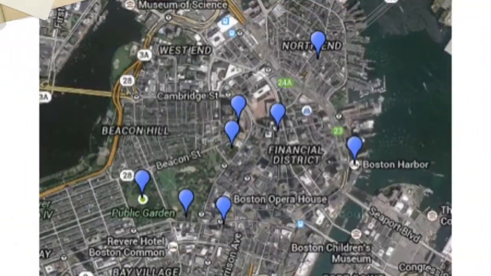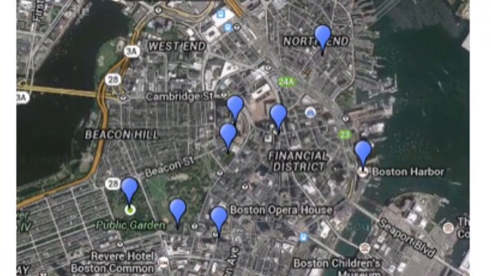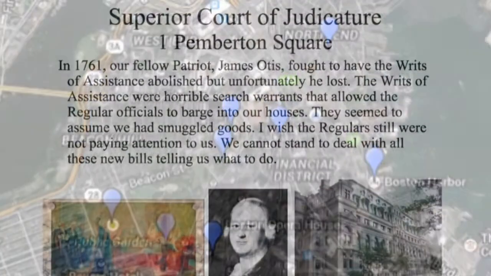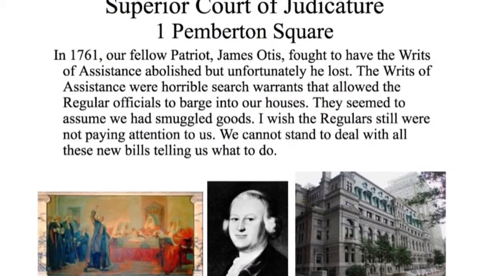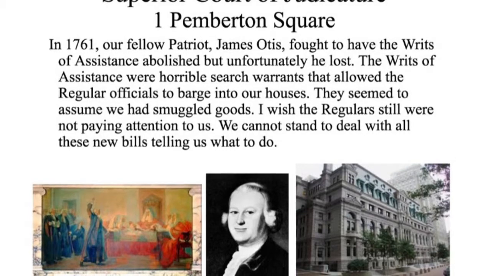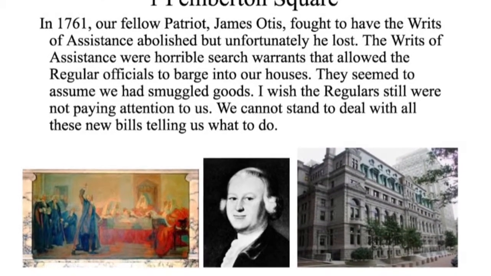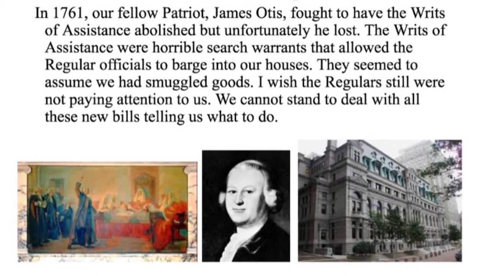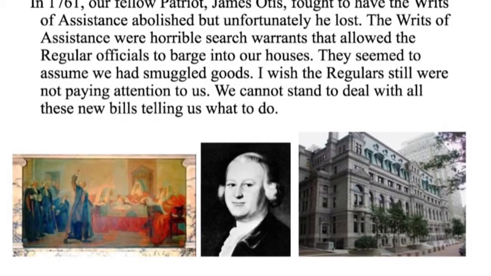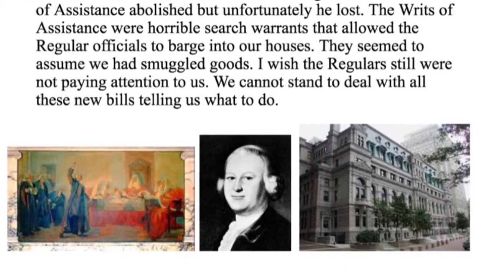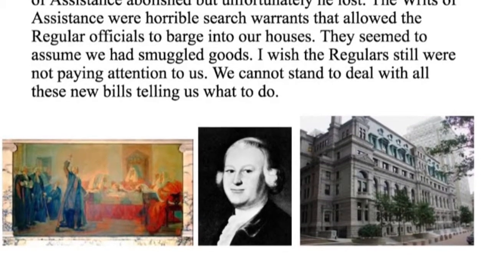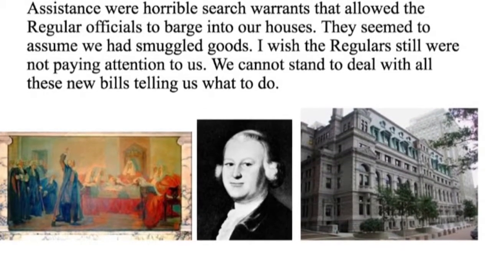This is a map of all the places in Boston that we use to represent the American Revolution. Here we are at the Superior Court Adjudicator, where in 1761 our fellow patriot, James Otis, fought to have the writs of assistance abolished, but unfortunately he lost. What were the writs of assistance? The writs of assistance were horrible search warrants that allowed the regular officials to barge into our houses to look for smuggled goods. I cannot stand all these new bills.